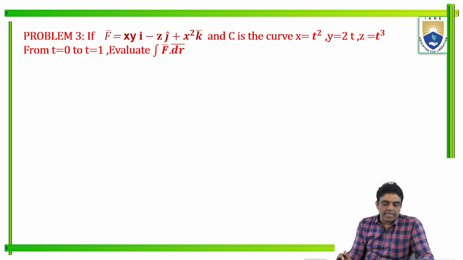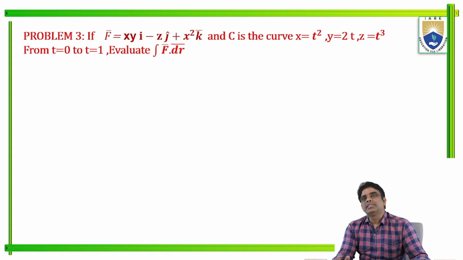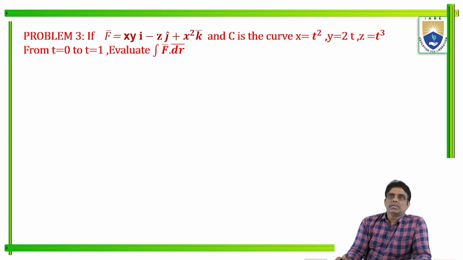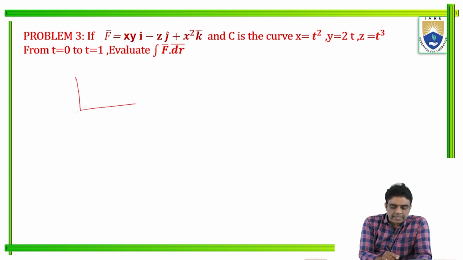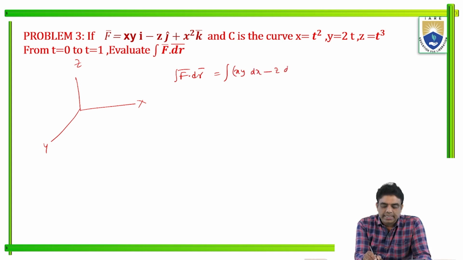F bar is equal to xy i bar minus z j bar plus x square k bar. And C is the curve x is equal to t square, y is equal to 2t, z is equal to t cube. But it is defined in the xyz system, that is the x-axis, y-axis and z-axis. So it is defined in three-dimensional space. With f bar given, you can find f bar dot dr bar, which is xy dx, that is one term, minus z into dy, plus x square into dz.